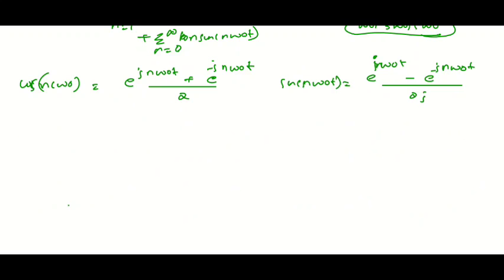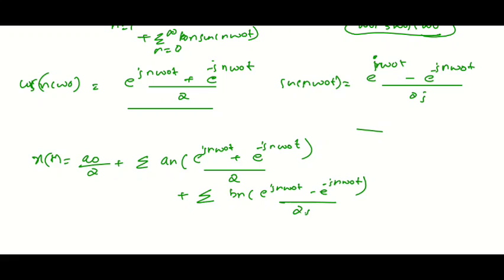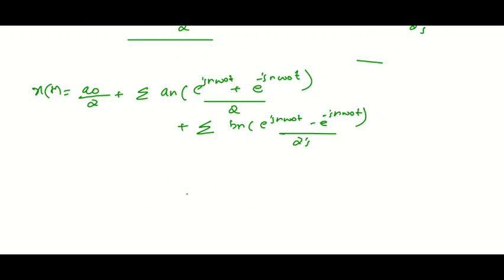Okay, so I am going to substitute this in our main equation, that will be x of t equal to a0 plus sigma an into e raised to j n omega 0 t plus e raised to minus j n omega 0 t divided by 2. Similarly, plus sigma bn into e raised to j n omega 0 t minus e raised to minus j n omega 0 t divided by 2j. So we will see what we will get by simplifying.